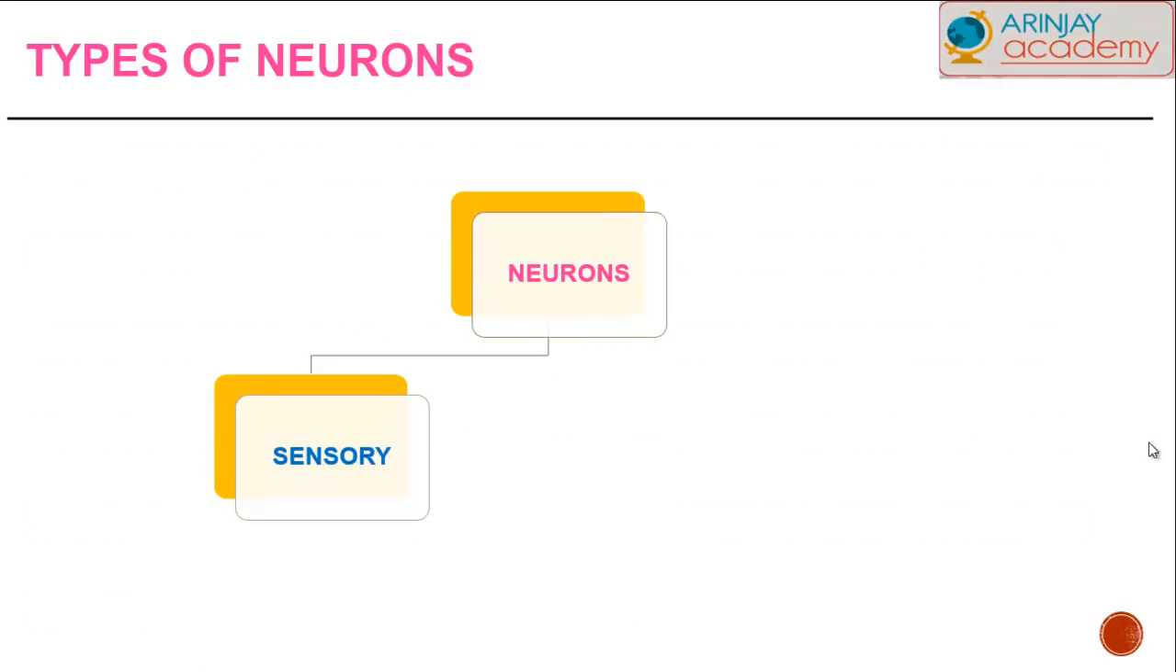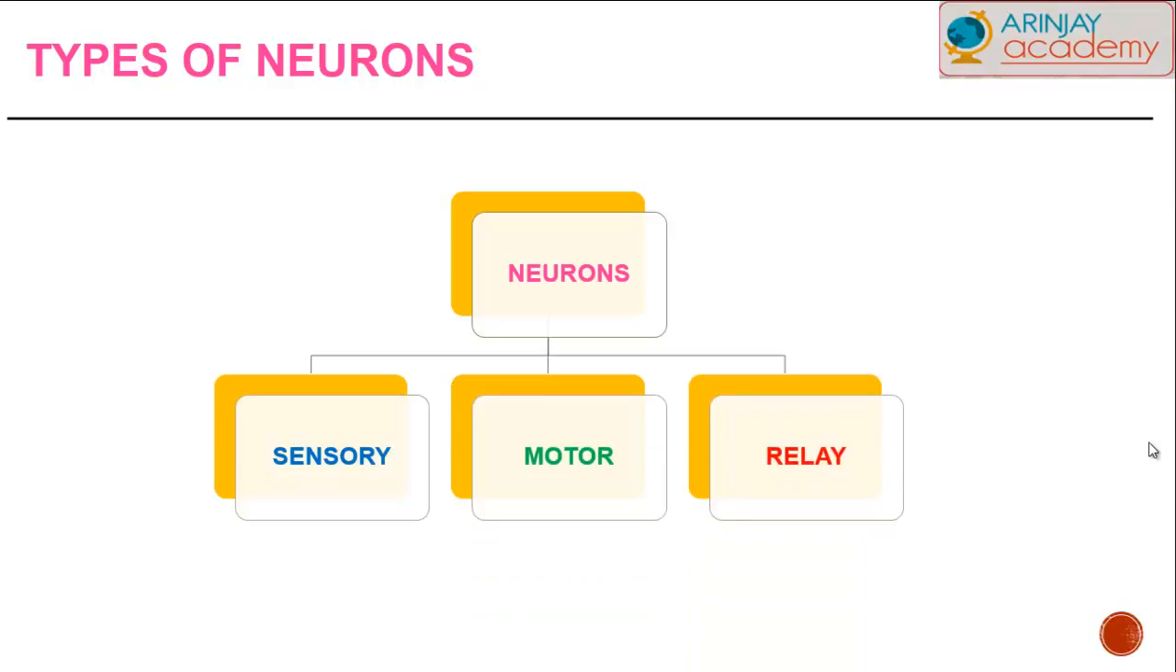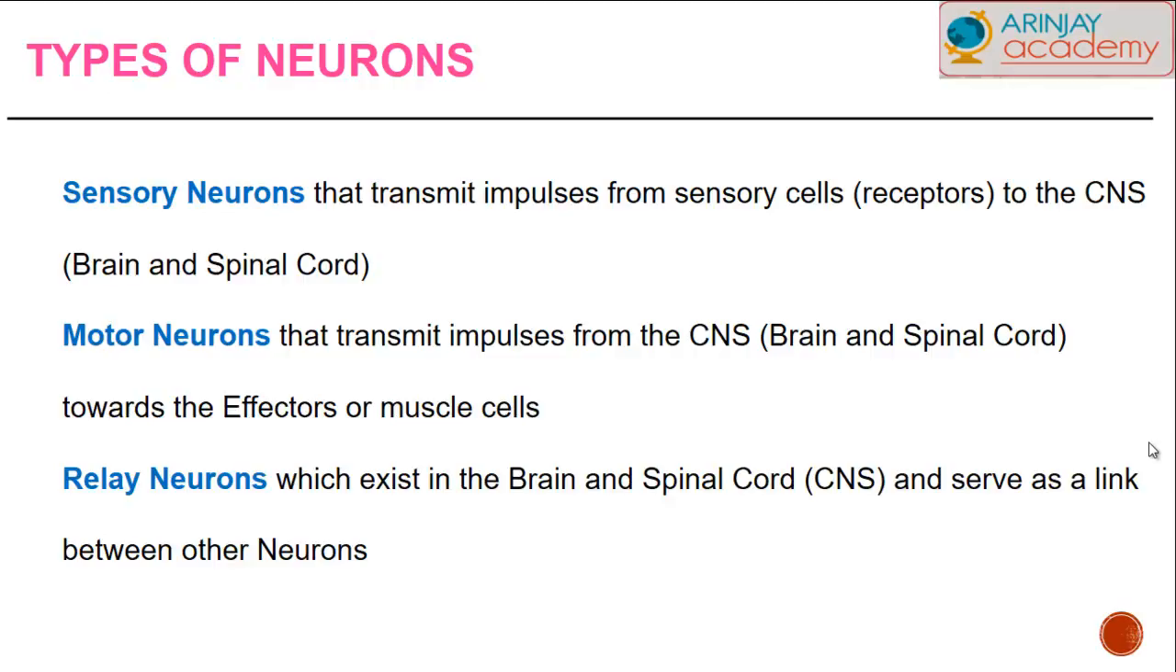Neurons are of three different kinds: the sensory, the motor, and the relay. Sensory neurons, as the name suggests, are cells or receptors that transmit impulses from, for example, your fingertip, where receptors or sensory cells are present, and they conduct them to the central nervous system, which is your brain and your spinal cord.